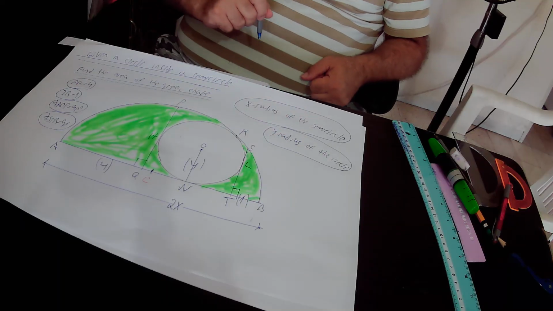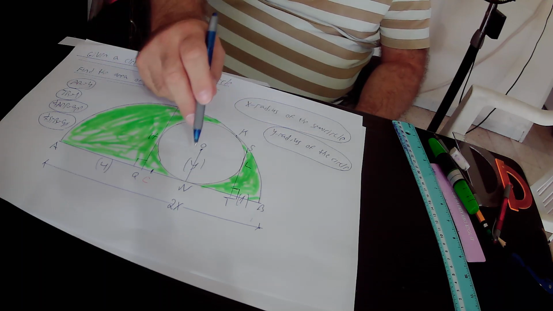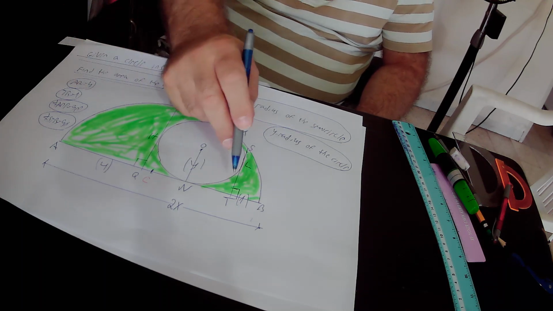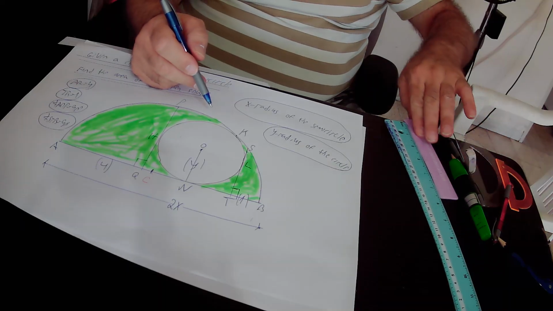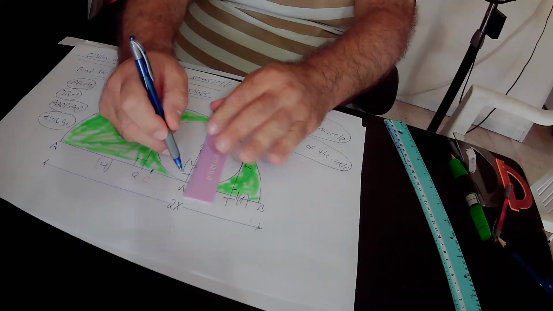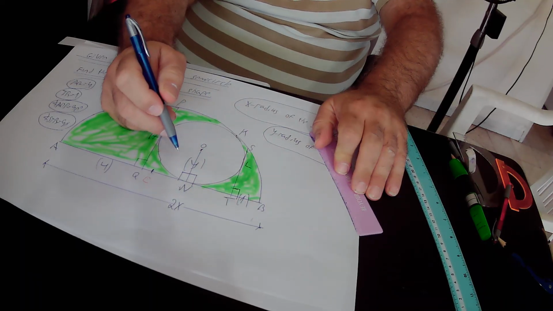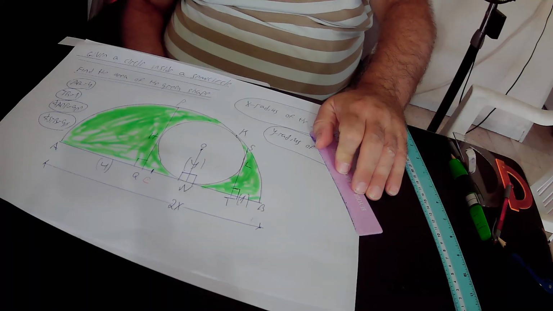And whenever you have a radius drawn to the point of tangency, then tangent AB will be perpendicular to the radius NO. If AB is perpendicular to NO, it means that this angle equals 90 degrees and this angle also equals 90 degrees according to rule 1.